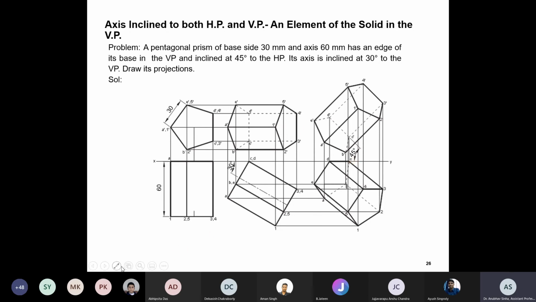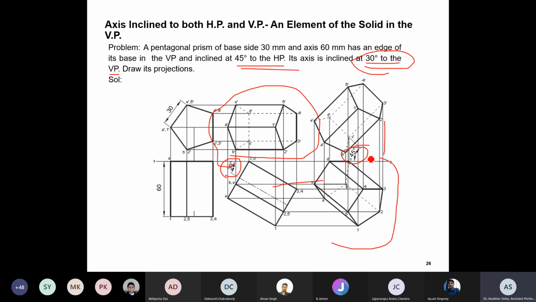If you read this question carefully, two angles are given: 45 degree to the HP and inclined at 30 degree to the VP. So this is what we took first. This is inclined at 30 degree to the VP. Now we are taking this view and making it inclined at an angle of 45 degree in the front view. Then from the front view, draw the projectors and take the projectors from the left side. Then you finally get this top view for the given condition.